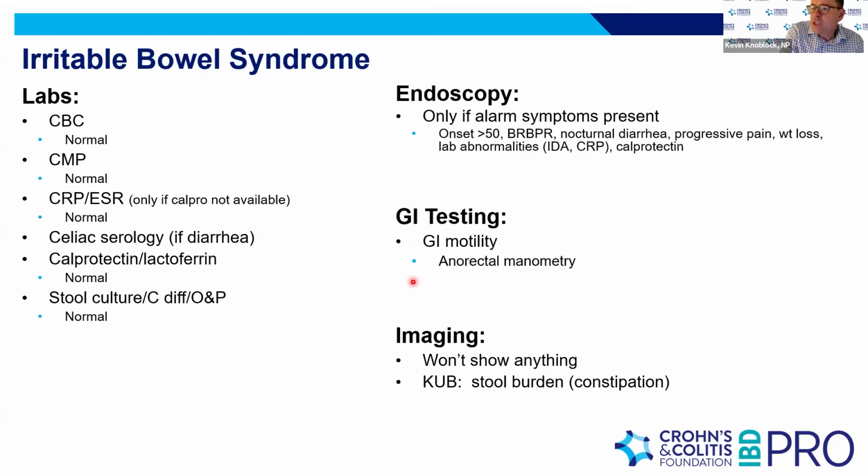Then imaging, obviously, really won't show anything because there's no inflammation going on. There's nothing really to see here in that sense. Sometimes, again, if we're thinking more of the constipation side, that KUB can show some sort of stool burden. We've seen patients who have overflow diarrhea. They've got a lot of stool buildup and they try taking some laxatives and then they get an overflow diarrhea, but they really need a full clean out. But imaging, we're usually not thinking about in an IBS population.